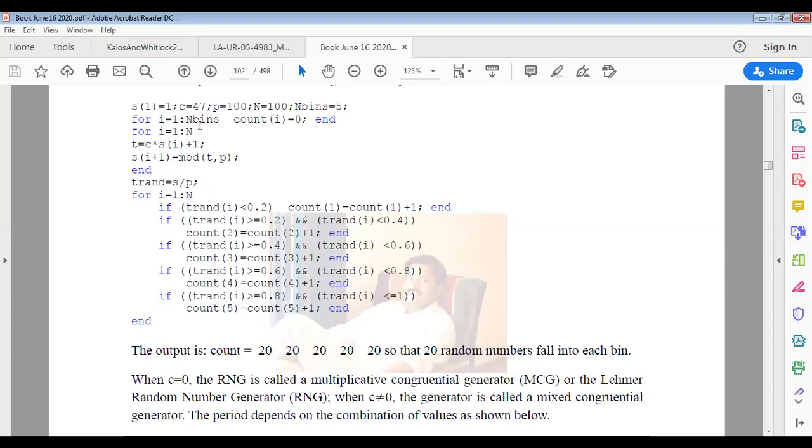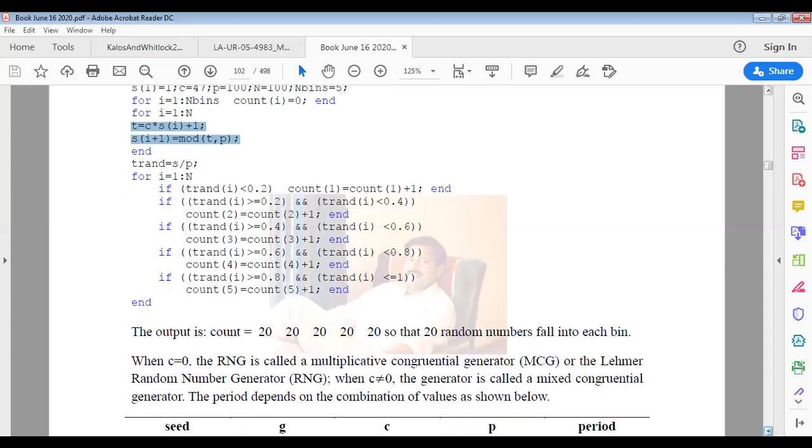Now with this random number generator, the linear congruential random number generator, the one that I showed you in the previous slide, I get a perfect count, that 20 went into each bin. So it's a pretty powerful generator.